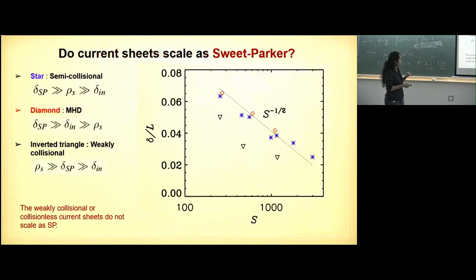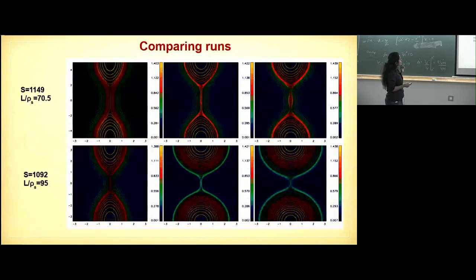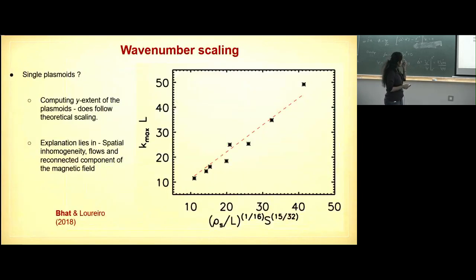So the other question one can ask is if the current sheets that I did obtain from the secondary collapse were Sweet-Parker scaling or not. And the answer essentially is yes. In the case of semi-collisional and MHD case, you would get the scaling, and in the collisionless, you wouldn't see it. Okay, I'm just going to go further.